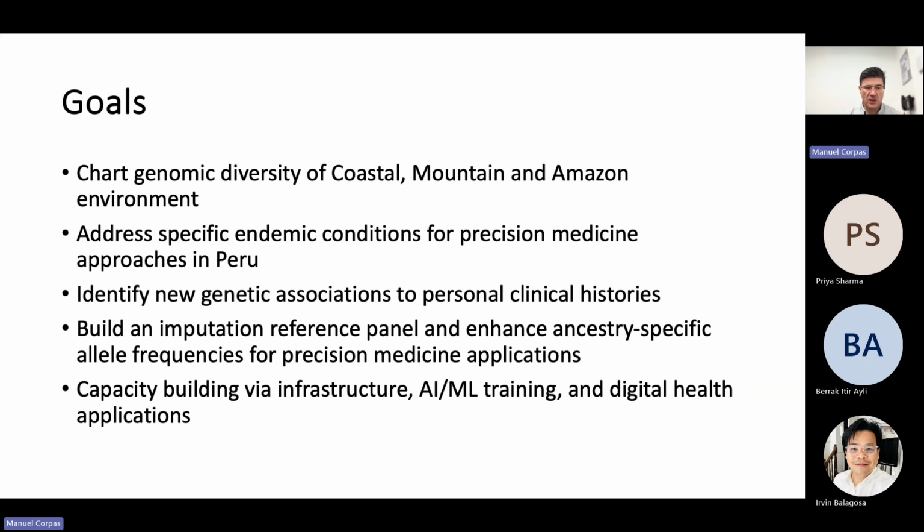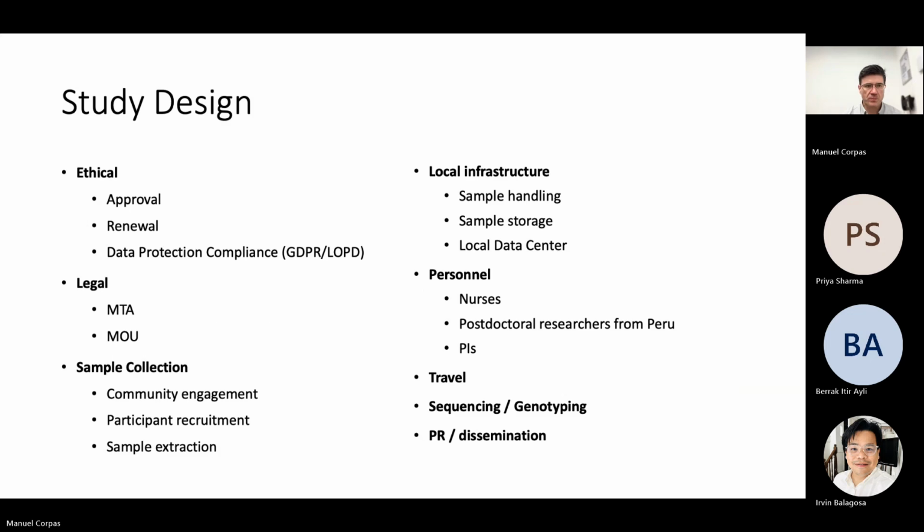So there's also the benefit sharing aspect, which is to help Peru acquire infrastructure that would lead them to have a resource that they can use, they can learn from, they can develop.